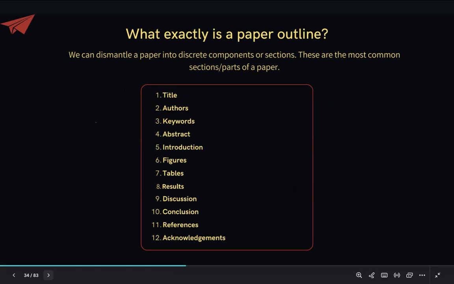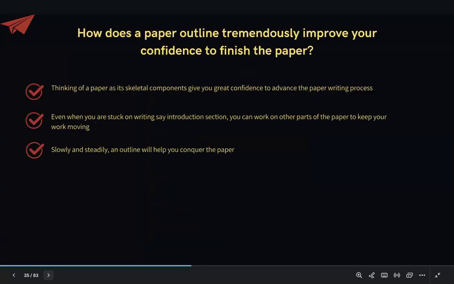You can see 12 parts here that constitute a research paper totally, but all of the other sections, I wouldn't say they're not as important, but they can be derived from the paper outline. And once you're ready with the paper outline, it necessarily means that you have done almost 60 to 70% of the work, and what remains is adding these sections, which is a comparatively easy feat.